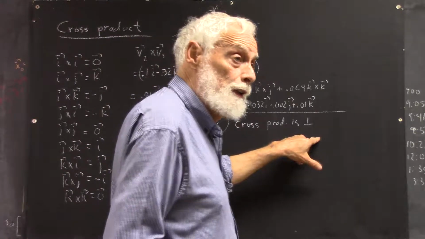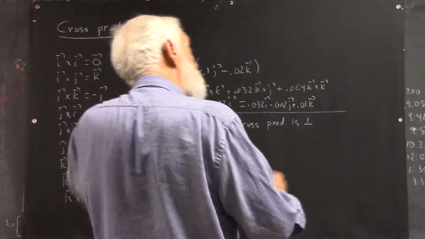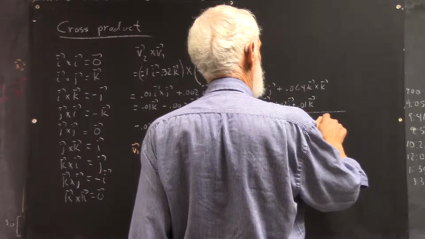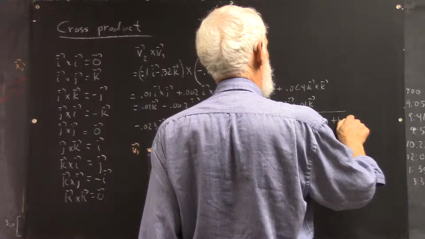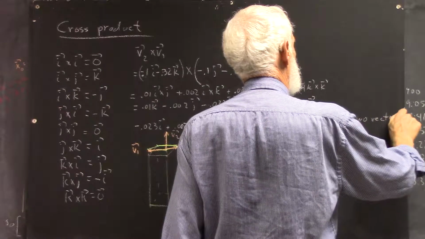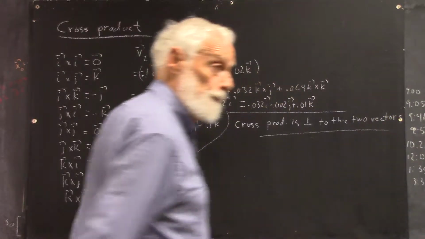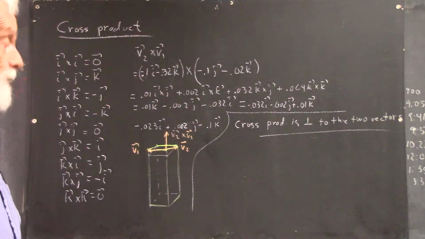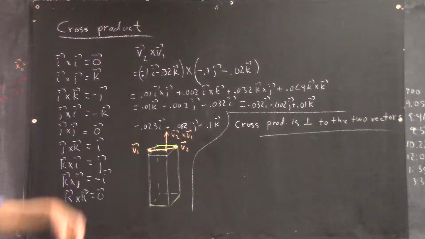The cross product can be proven to be perpendicular to the two vectors. This is for any cross product. It's always perpendicular. Okay? It's another reason I cross I is 0.